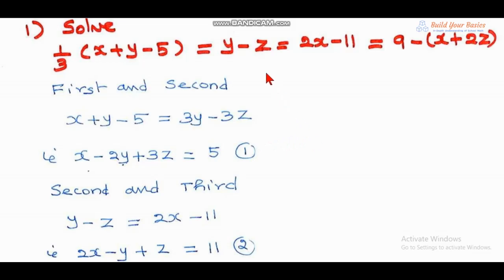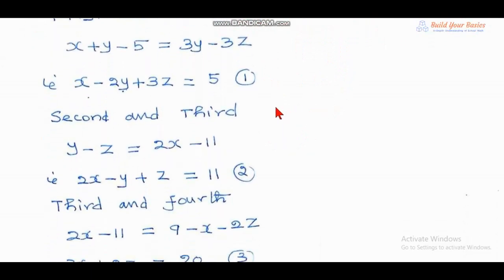Then I have taken second and third. That is y − z = 2x − 11. That is 2x − y + z = 11. Second equation. Then I have taken third and fourth.